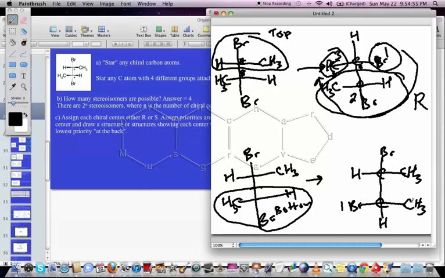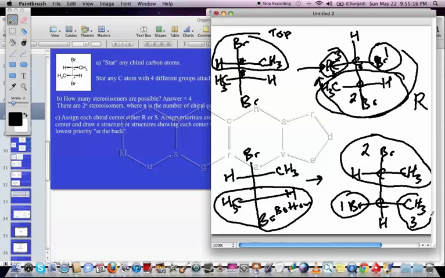I've got a C here, I've got a C here. The highest priority group attached to this C is a Br. The highest priority group attached to this C is an H. This one wins. So this is going to be priority 2, and this is going to be priority 3. Again, these groups attached to the chiral center become the groups that we're comparing. So 1, 2, 3. Again, clockwise in order for 1, 2, and 3. The bottom one also is going to be R.